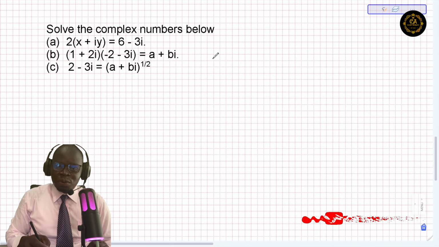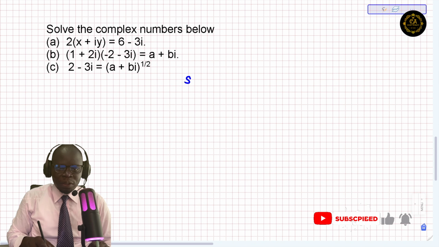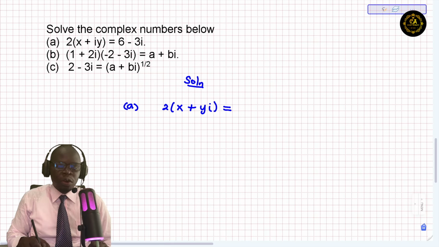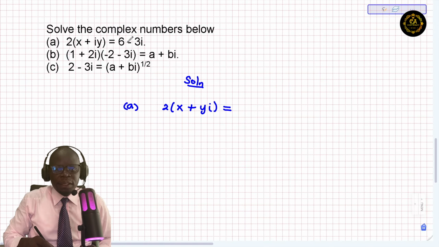These equations are actually very simple to work with. The first thing is we can copy out our question. We're starting with A that says 2 into x plus, and this can be written the same as y, I. Let me reverse that order, and I have yi. The i means the complex part because we know a complex number is composed of two parts, the real and the imaginary parts. From the right hand side, we have 6 minus 3i.